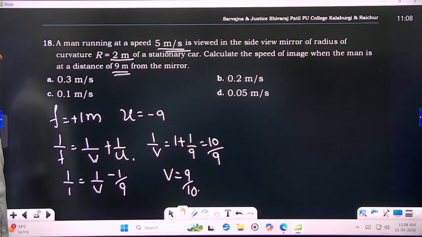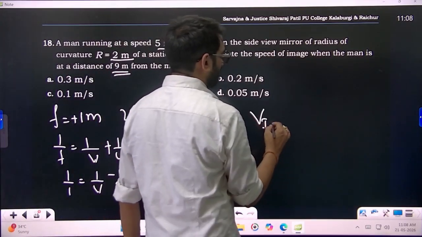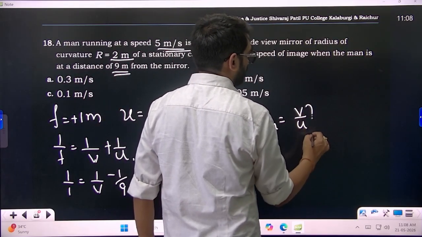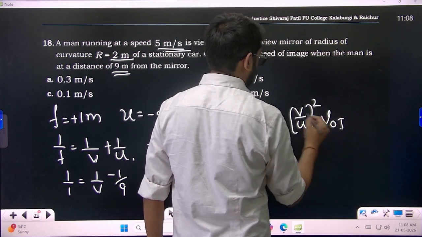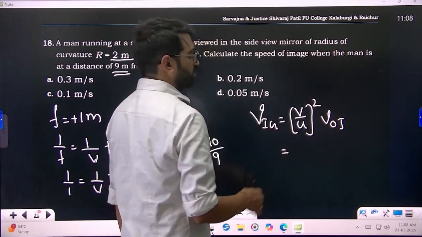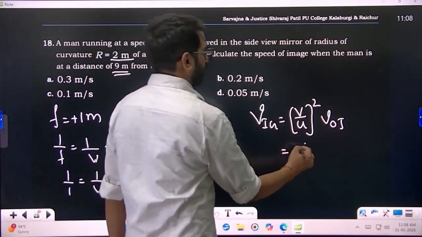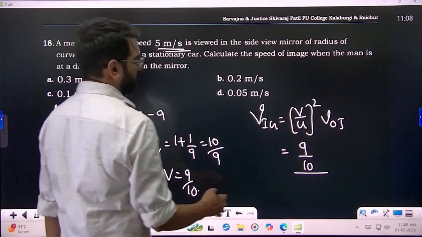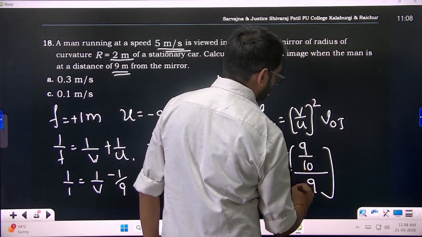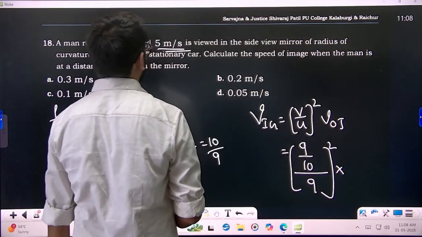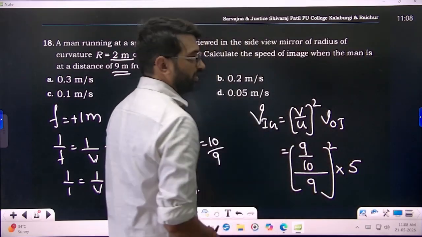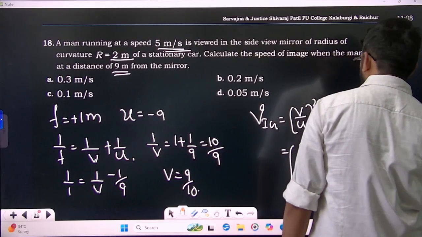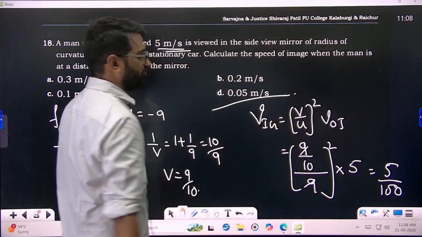We are asked to find out the speed of the image. We know speed of the image is equal to minus of, anyways minus is not needed, (v by u) whole square into velocity of the object. So v by u, v is 9 by 10 divided by u, u is 9, whole square into velocity of the object. Velocity of the object is 5. So this 9 and 9 get cancelled, and we will be getting this as 5 by 100. 5 by 100 is 0.05 meter per second.